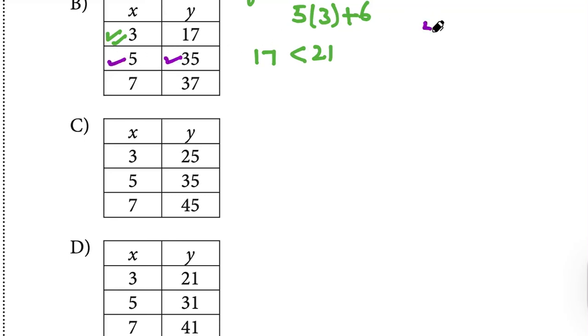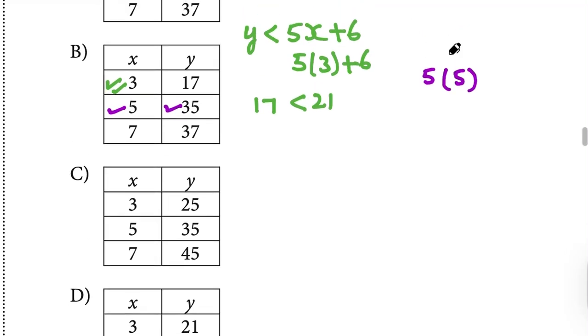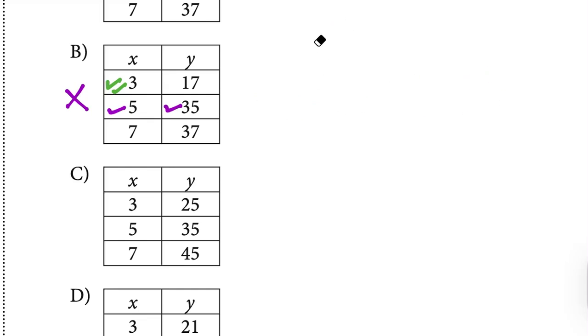So I am plugging in x as 5 in this equation itself, plus 6. 5 5s are 25, and 31. Oh, 31 is less than 35, so that is not the correct option. B is not satisfying. Now let's check for C.